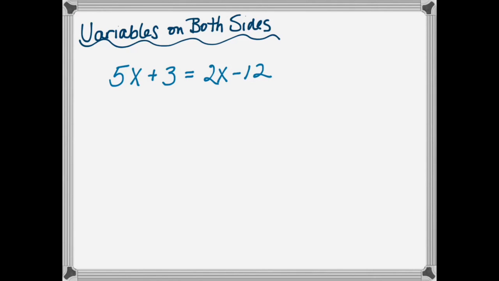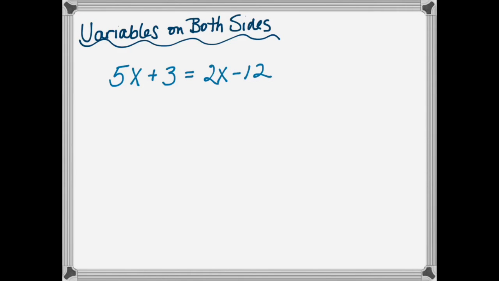Finally, we'll take a look at variables on both sides. Again, it's the same thing over and over again. We're trying to get all our x's on one side and all our number terms on the other side so that our final answer can be x equals some value. So let's move all of our x terms to the left-hand side. It really doesn't matter which way you move. I like to move them to the left because when we start talking about inequalities, it makes it a little bit easier to read and understand the answers.